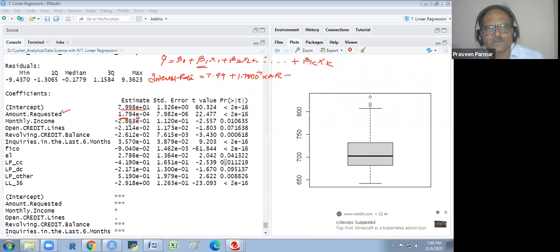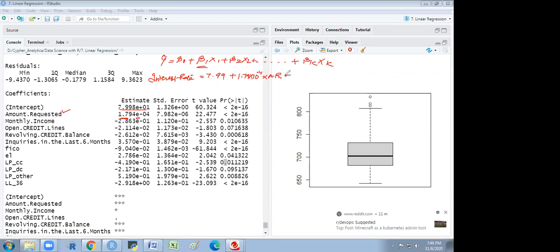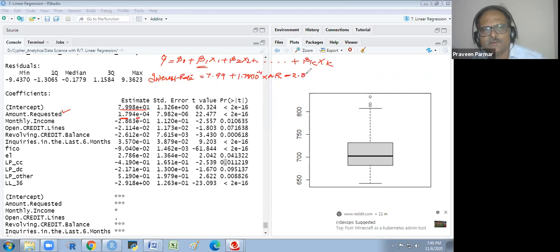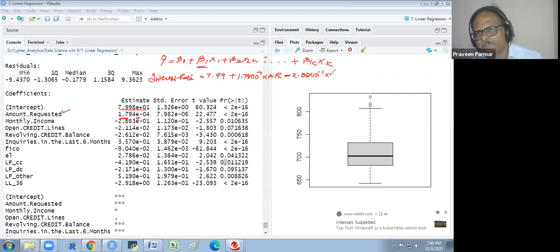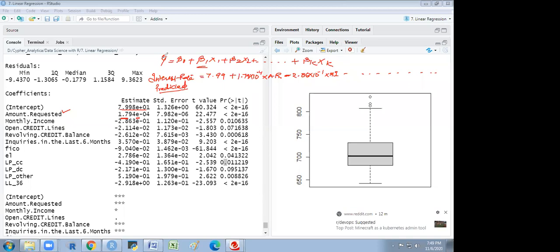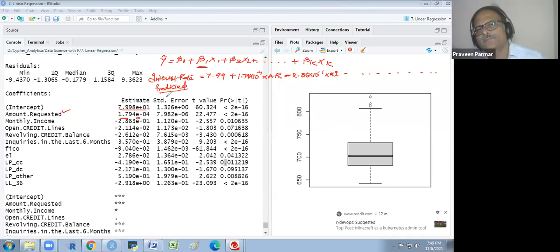Second is the minus, so plus minus is minus. So I will get the minus sign here. And 2.86 into 10 to the power minus 1 multiplied by monthly income, MI. In this way, we complete this equation. This interest rate is our predicted, that is the Y cap. Got it?